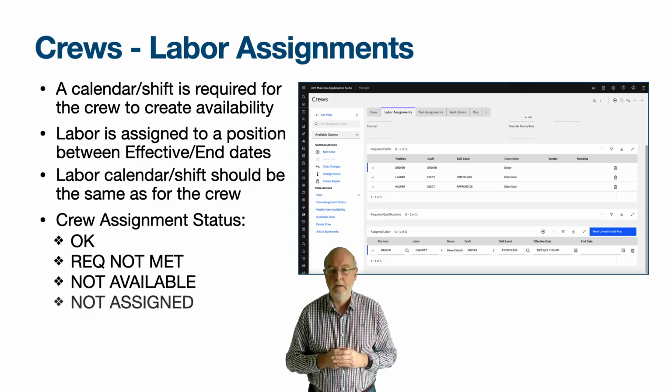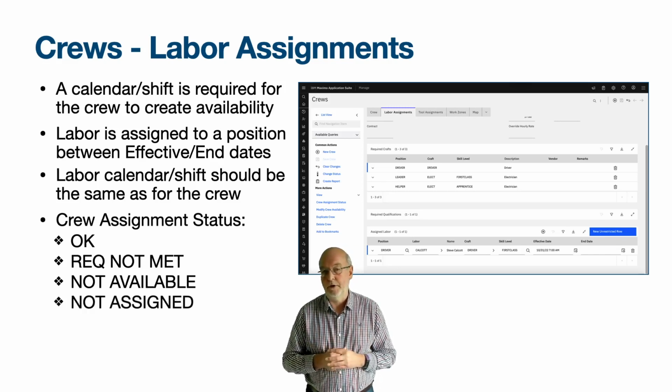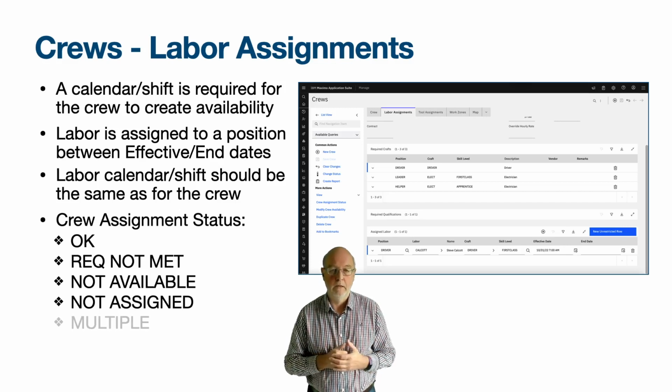Not assigned. No labour is assigned for the craft requirement. This might mean that a labour assignment had been made, but the end date is now in the past. And finally, multiple. Multiple labour have been assigned to the same position with overlapping times. Their effective date and end date overlap.